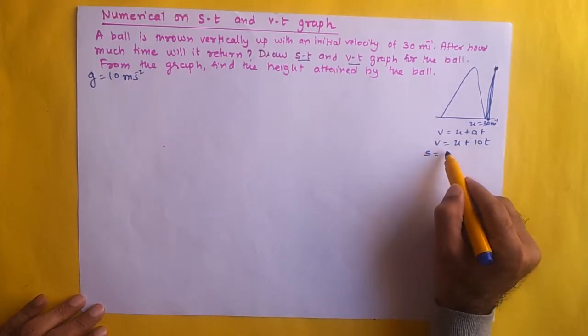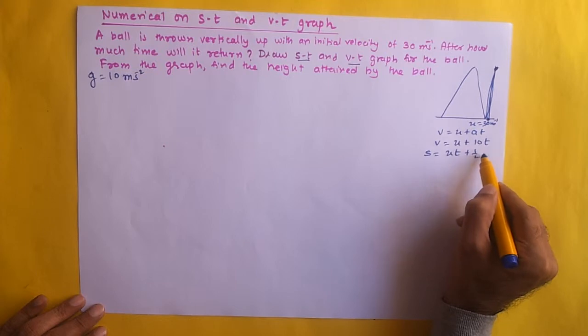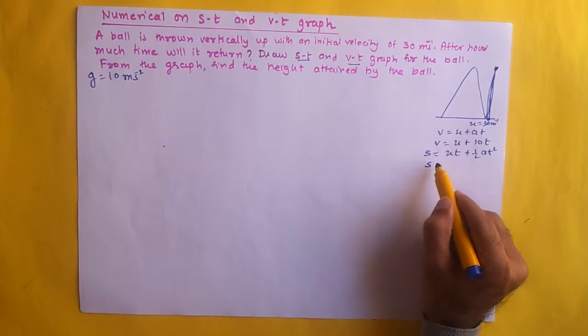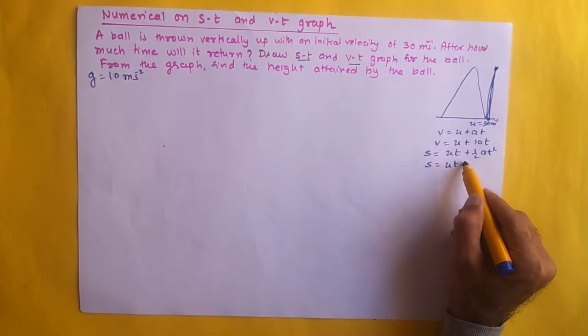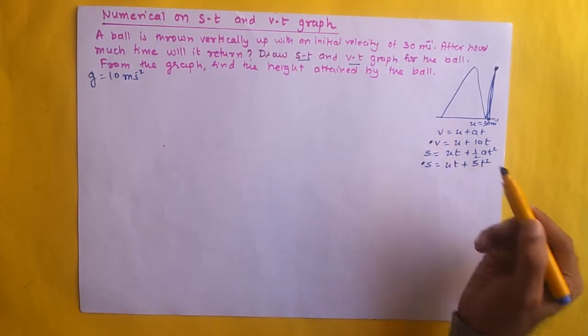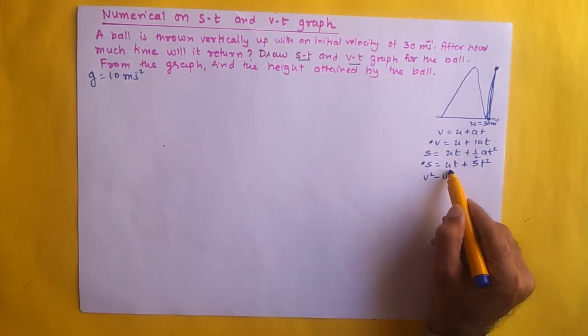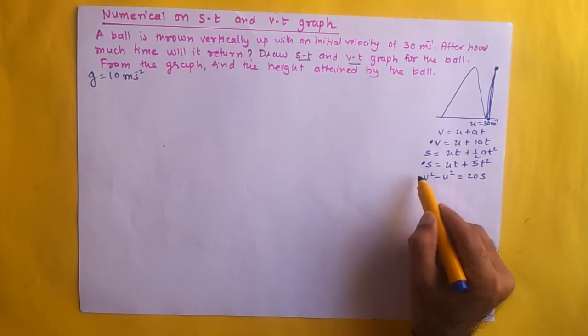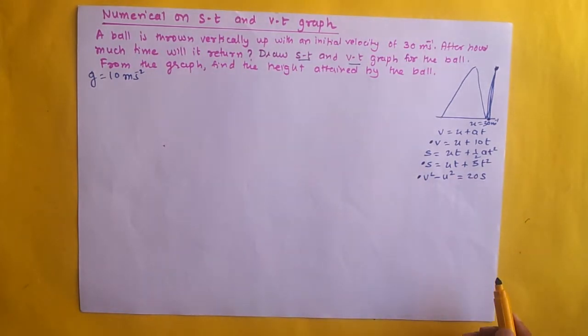Similarly, s is equal to ut plus half at square. So this a is 10 in this case, so this will become 5, and so you'll have the equation s is equal to ut plus 5t square. Similarly, v square minus u square is equal to 2gs or 2as, and that will become 20s. So these are the forms that the equations of motion will take.